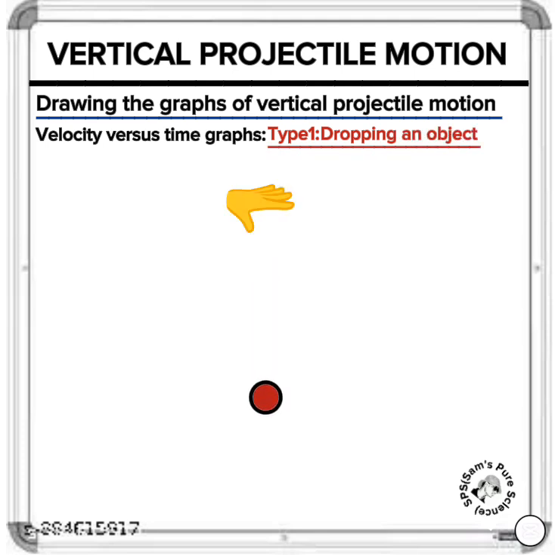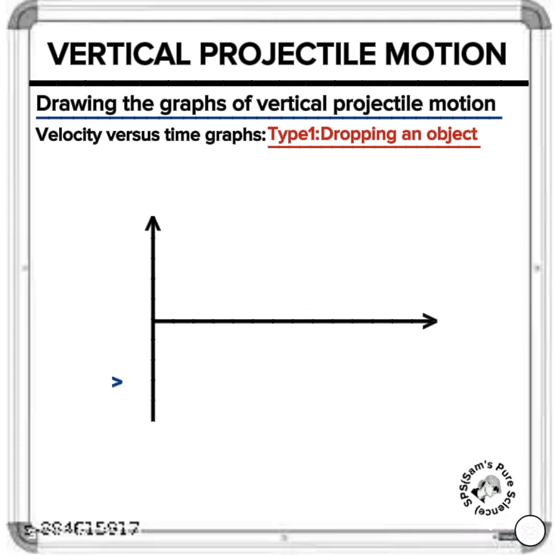When the object is dropped from rest, the initial velocity of that object is 0 meters per second. The velocity increases as the object falls downwards. Velocity versus time graph for this object is going to be like this. Velocity is always on the y-axis, time is always on the x-axis. We are going to use a gradient to determine the slope of the graph we are about to draw.